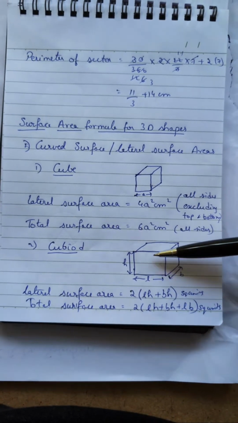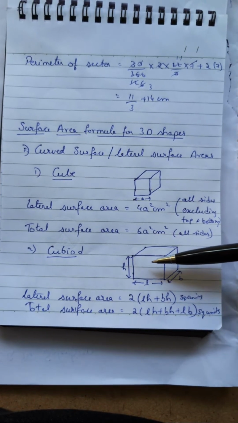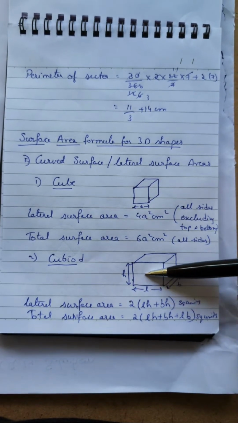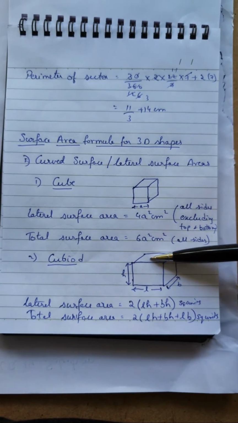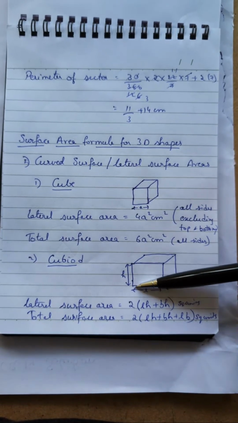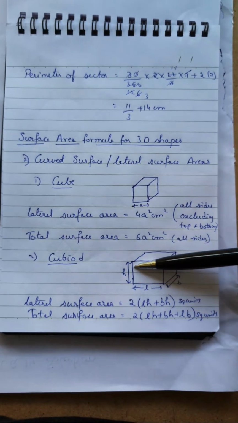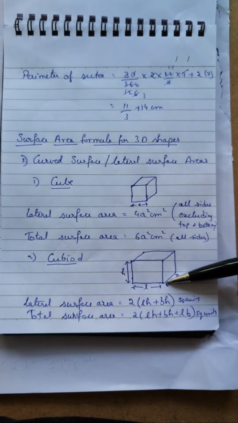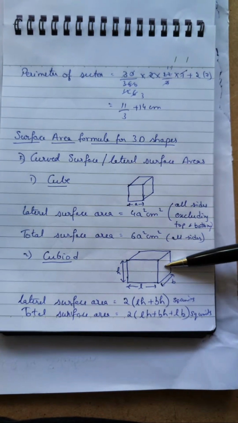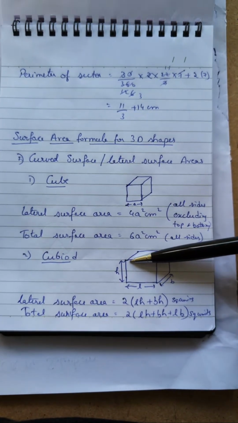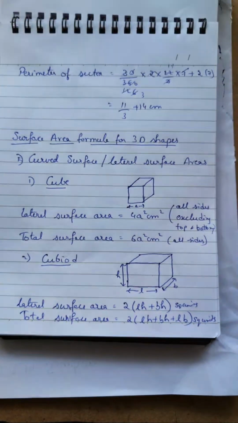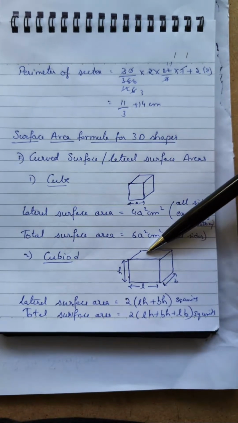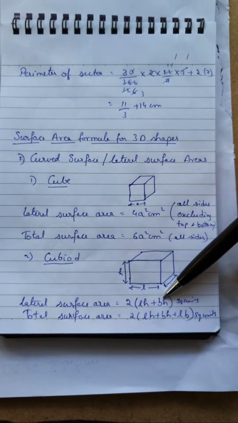So consider this shape. What is the lateral surface? As I mentioned, it excludes top and bottom. So consider this: excluding top and bottom, we have this rectangle, behind it another one, and on this side another one. What is the area for this one? It is length into height, so LH, and the back side will be another LH. The side area will be breadth and height, that is BH, and the back side will also be BH. So the total lateral surface area is 2 into LH, that is front and back, plus 2 into BH, that is the 2 sides. So in total we get 2 into LH plus BH.